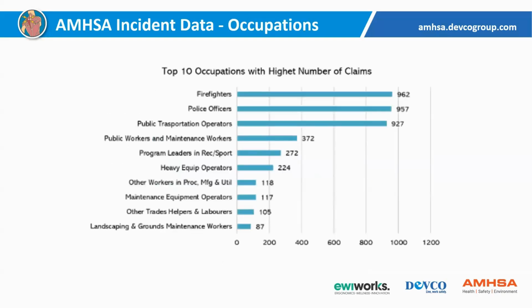All right, so the next slide I wanted to look at was the top 10 occupations with the highest number of claims. If we look at these, firefighters and peace officers are right at the top, very closely followed by public transportation operators. And then again, no surprise, public workers and maintenance workers, program leaders in rec and sport, heavy equipment operators, right?